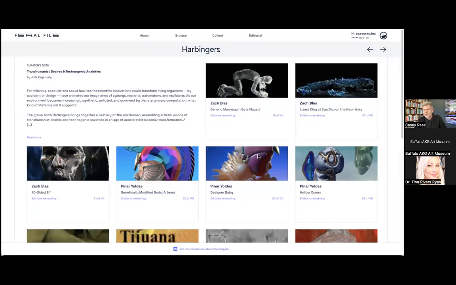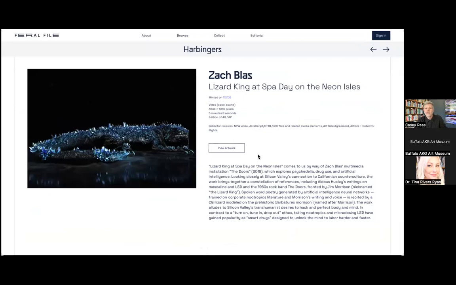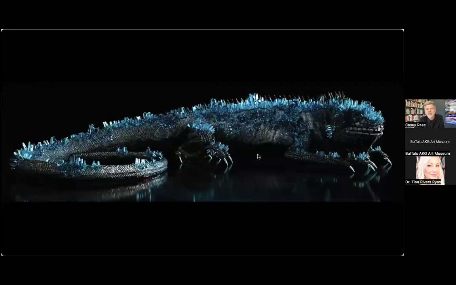So this is the exhibition that opened earlier today. You can sort of browse the work. You can look at an individual work. You can read the text by the curator, basically read the tombstone there, and then you can go in and view the work full screen without any of that distraction. This is a piece from Zach Bloss.